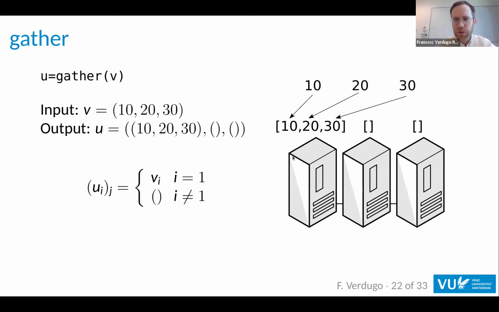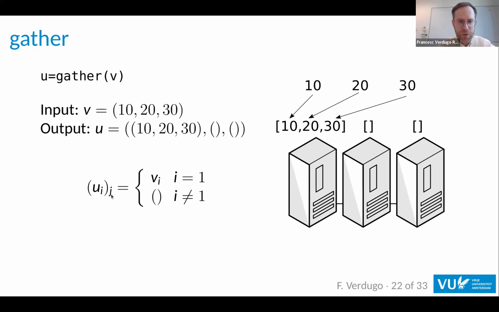Now, we also have some functions to model communication. I don't have time to go over all of them, so I'm going to illustrate only two of them, one for collectives and one for point-to-point communications. So let's start with the collective communication. A gather. How do we model a gather with partitioned arrays? Gather is a function that takes an array v and returns an array u, and it's defined in this way. So the output array is defined like this.